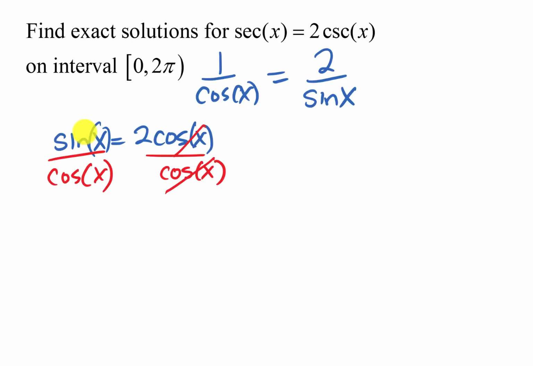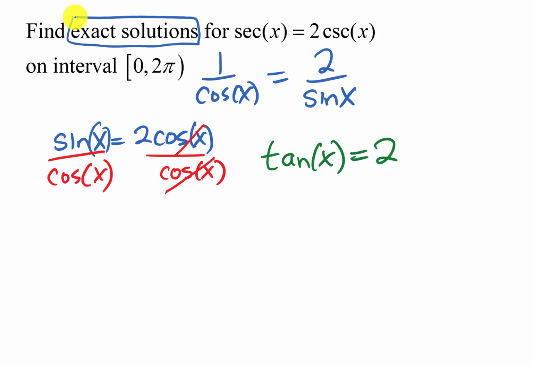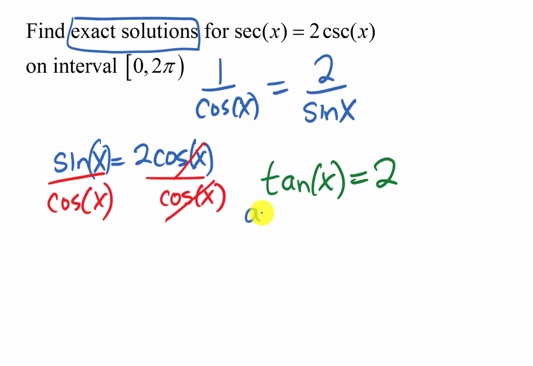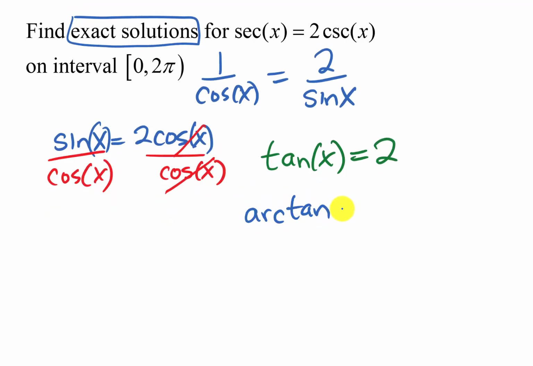And now I can replace sine x over cosine x with tangent x. So I have tangent x equals 2. Now I'm ready to find the angle, and it said it wants exact solutions, so I'm going to need to have arctan of 2. That will be my angle x.